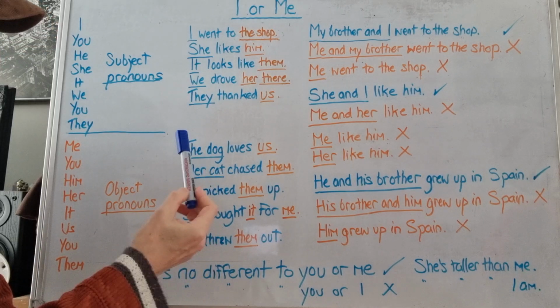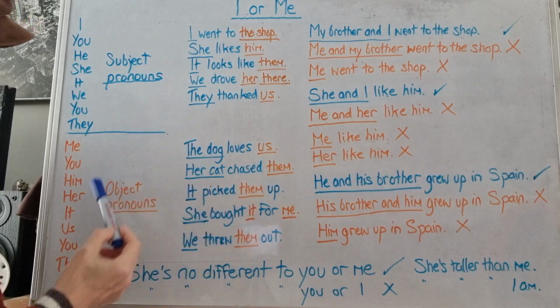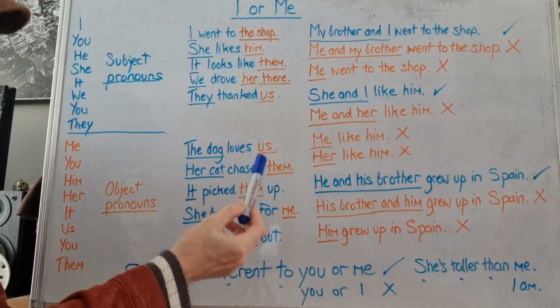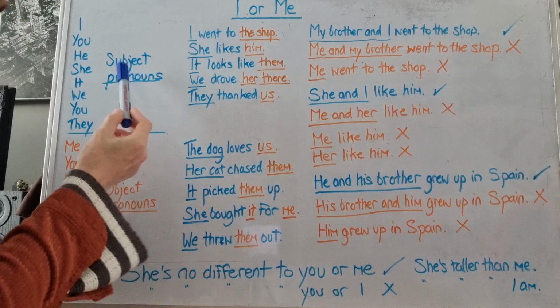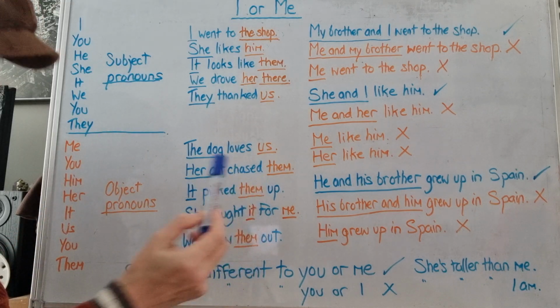Again, some more examples. The dog, that's the subject pronoun. Loves, that's the verb. Us is the object pronoun, okay? Her cat, subject pronoun. Chased, the verb. Them, the object pronoun. It picked them up. Now, this is a phrasal verb, picked up, in this context.